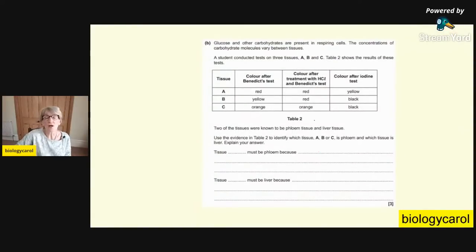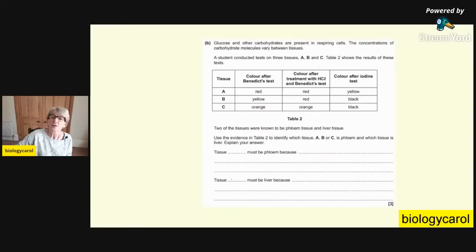Okay, 2, you're given a whole load of food tests for 3 tissues, A, B, and C. Use evidence in table 2 to identify which tissue, A, B, or C, is phloem. Have a think about what phloem does, and which tissue is liver. Have a think what kind of tissue liver is, and no, just think about what it is.